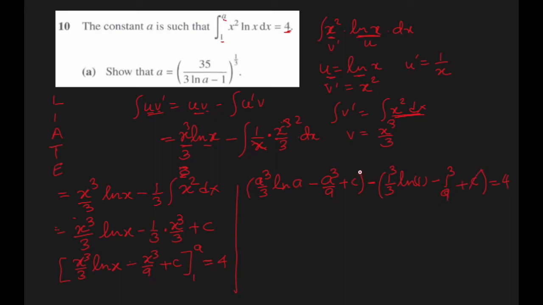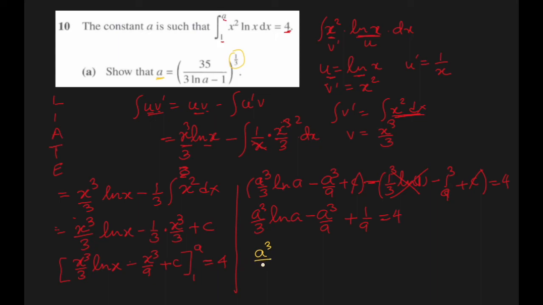So now c and c should be cancelled first. They have no use here because we're subtracting. Alright, a cube over 3 ln a minus a cube over 9, minus ln 1 is 0, so gone. We'll be left with this negative, and this negative makes it positive 1 over 9, equal to 4. Now let's look at our target. Our target is 1/3 on one side and a on one side. That means this a cube should be isolated on one side so that we can cube root both of them.